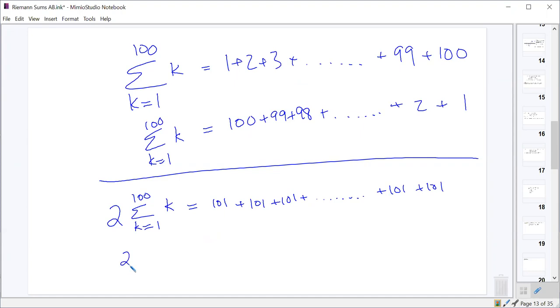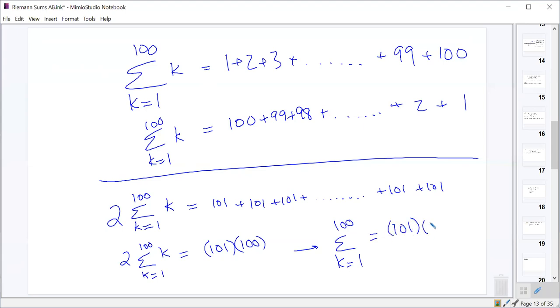So 2 of these summations ought to be 100 101s, right? And so if I just want one summation of it, it ought to be that, which ends up being 5,050. Yeah, pretty ingenious that like a 2nd grader came up with that.